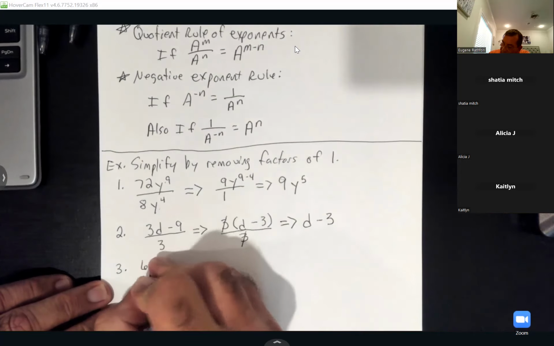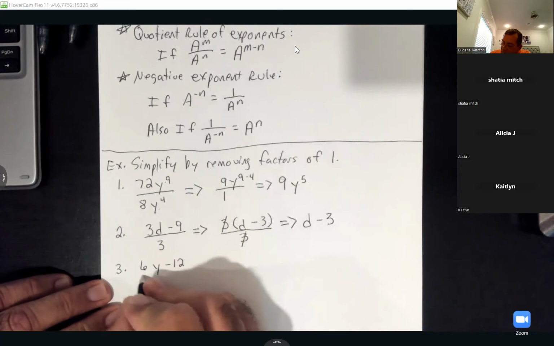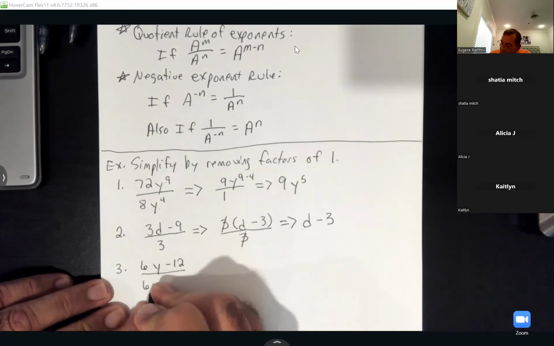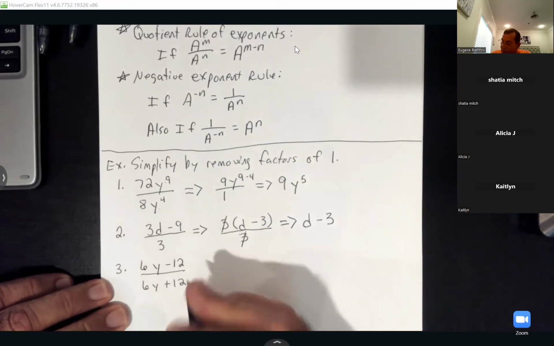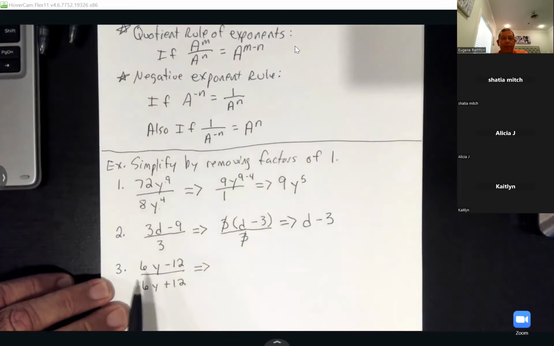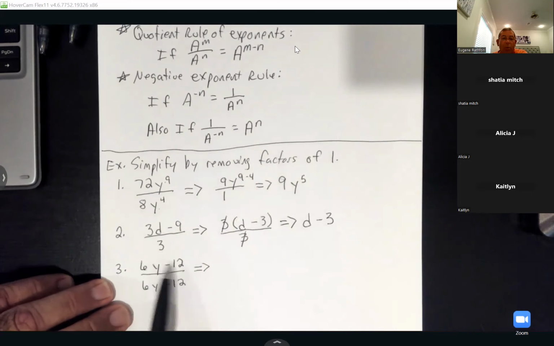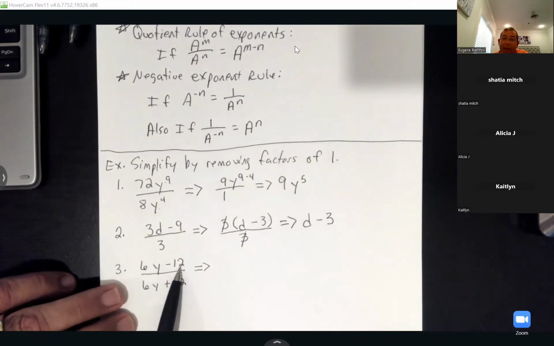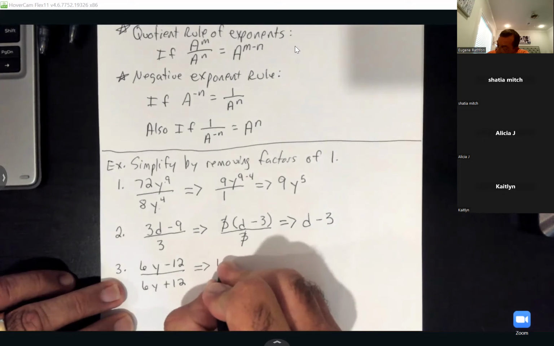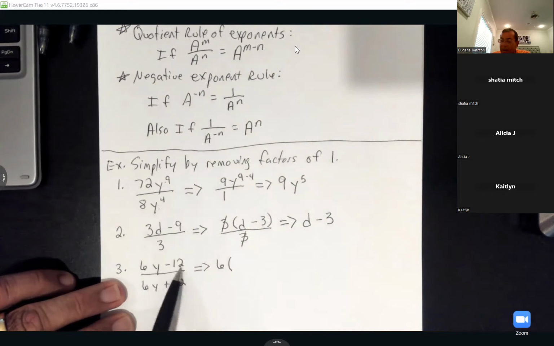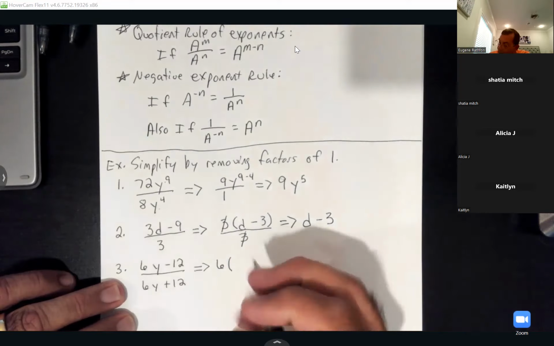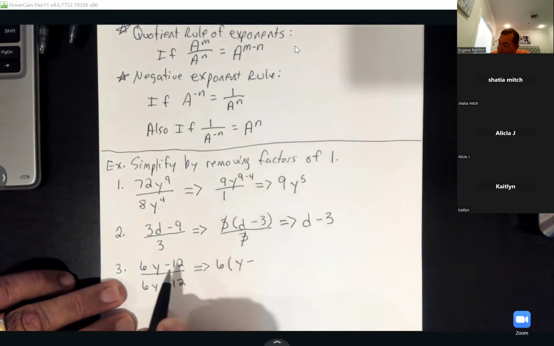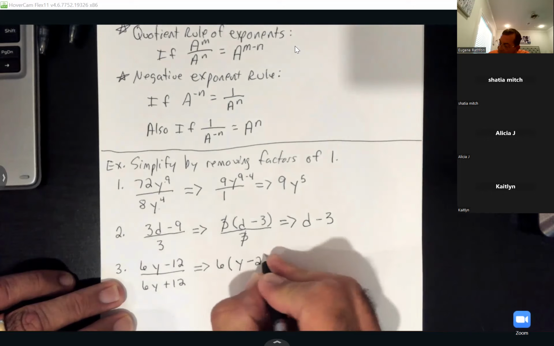So y'all watch this. 6y minus 12 over 6y plus 12. So both of these have what we call binomials, 2 terms. So we're going to factor GCFs out of the top and the bottom. So on the top, 6 and 12, that greatest common factor would be a 6. So if I factor out a 6 of both of these, I'm left with a y minus 12 divided by 6 is 2.